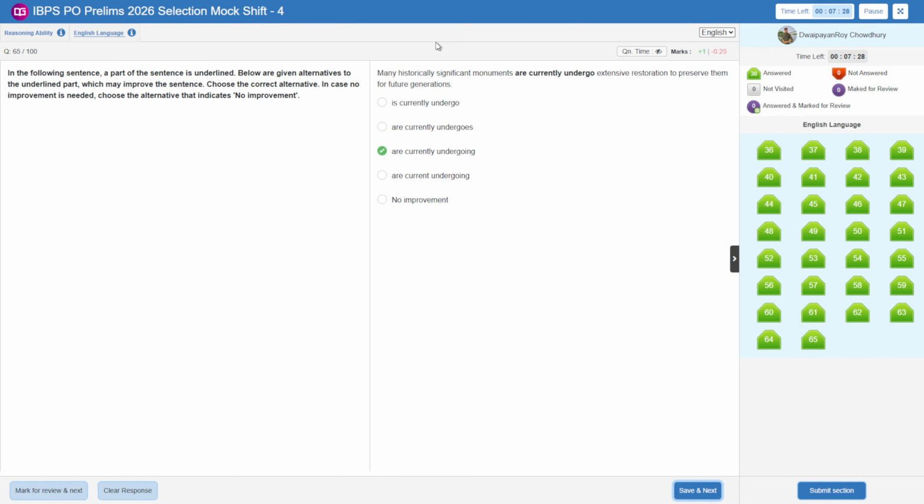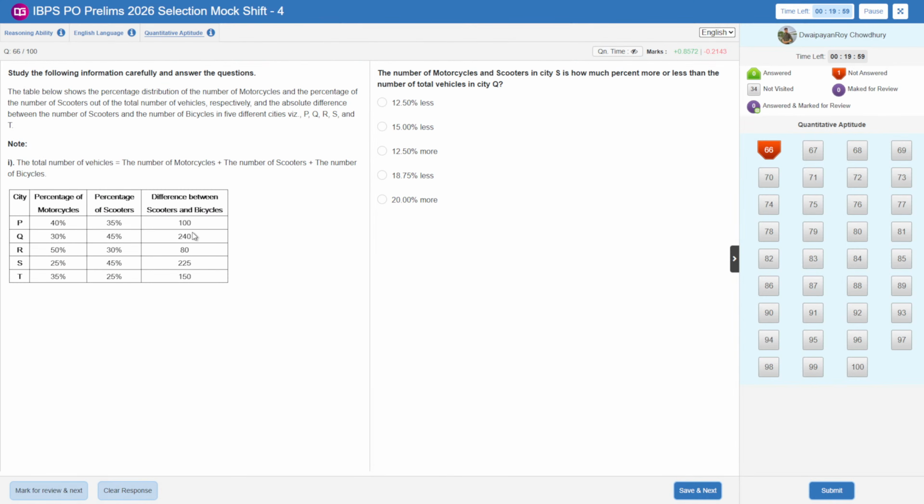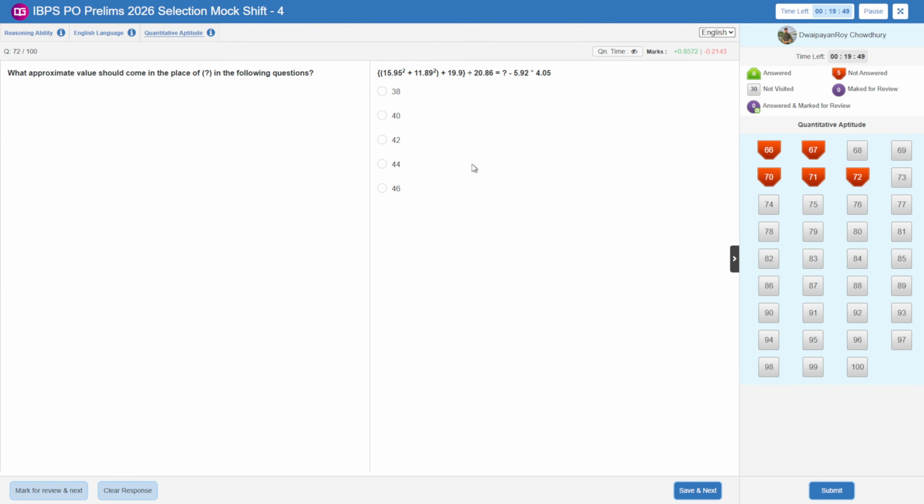Okay. So now the quant section. I guess if I had these 7 minutes, I could have gotten more on reasoning. I'm going to give a few sectional mocks to improve. Okay, so let's do it. Submit this section. So percentage, difference. Okay, with database TI, 6 questions, doable later.